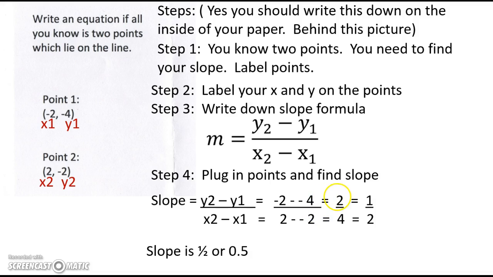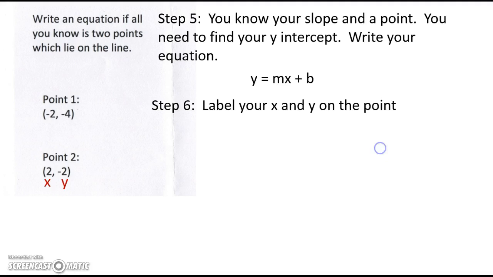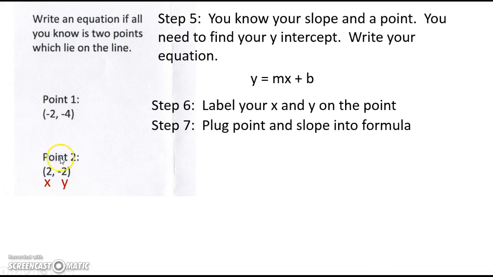All right, here we go. So we know our slope, we know a point. I'm going to use 2, -2 because it only has one negative number. So same steps as before. Label your x and y, plug your point and your slope into the formula. So your y is -2, your x is 2, and your slope is 1/2. Just kind of listen and watch. I'll give you time in a minute to write down all your steps. So just listen and watch.